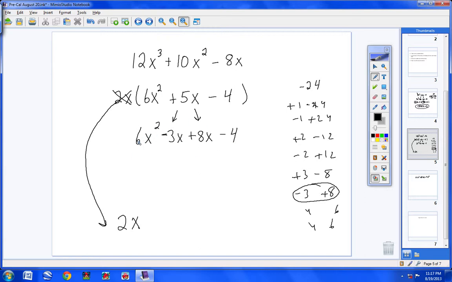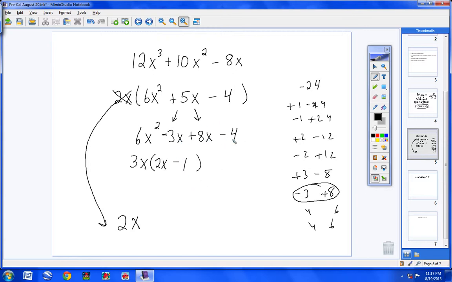So what's the largest number that goes into 3 and 6? Well, 3 is. I can pull out 1x. So 3x times 2x is 6x squared. And 3x, now be careful here, 3x times negative 1 is negative 3x. Now look at your last two terms.